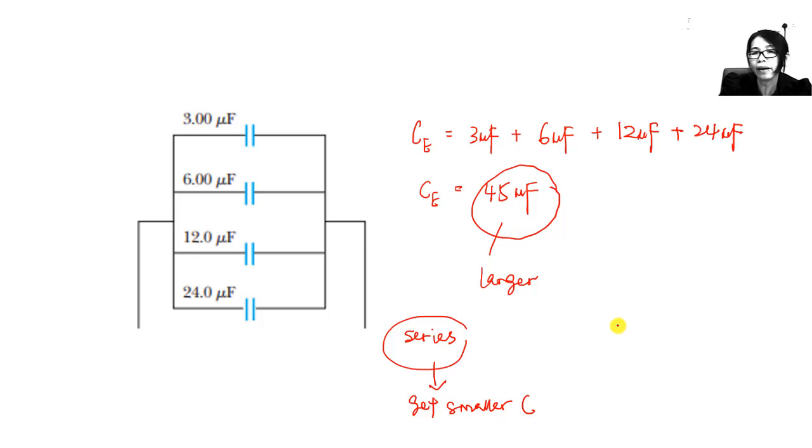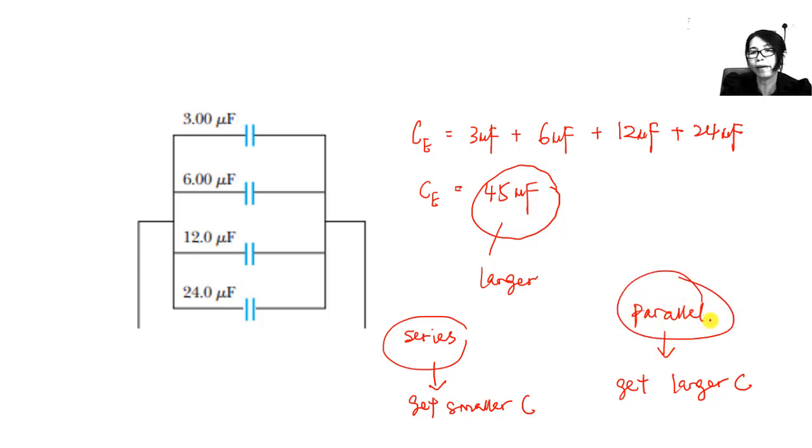If you want to get a larger value of capacitance C, then you connect the capacitors in parallel. Okay, clear? Now we move on to the last concept. In this video, we have the energy stored in a charged capacitor. We represent it by capital U.